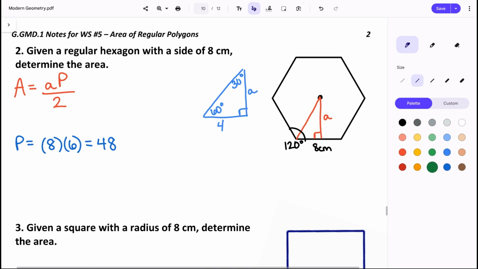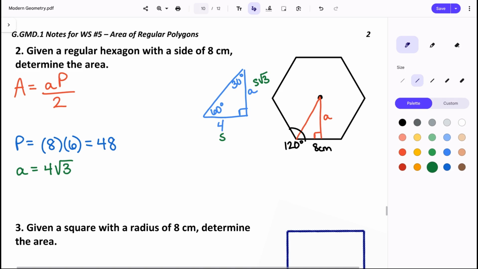What side is your 4? Is it your S, 2S, S radical 3? It's across from the 30. This is your S side. What side is the A? It's across from the 60. S square root of 3. So how much is the apothem? 4 square root of 3. If S is on the 4 side, you just put 4 in here. So the apothem would be 4 square root of 3.